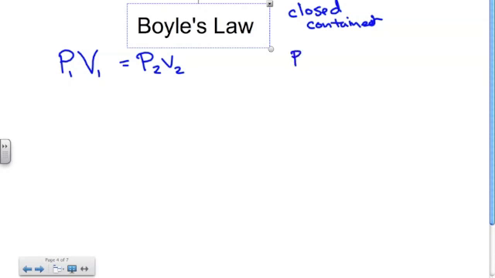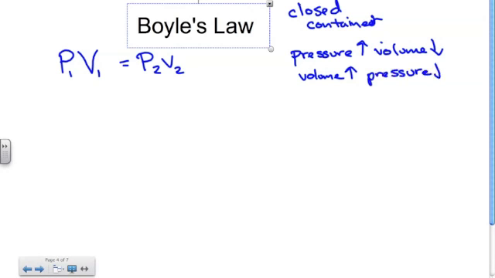So basically, if pressure goes up, volume should go down, and vice versa. If volume goes up, pressure would be going down. So you can almost think about a balloon as a good example. If you had a large balloon and somehow you were able to press on it equally on all sides, you would be compressing the gas, and then you would be decreasing the volume.